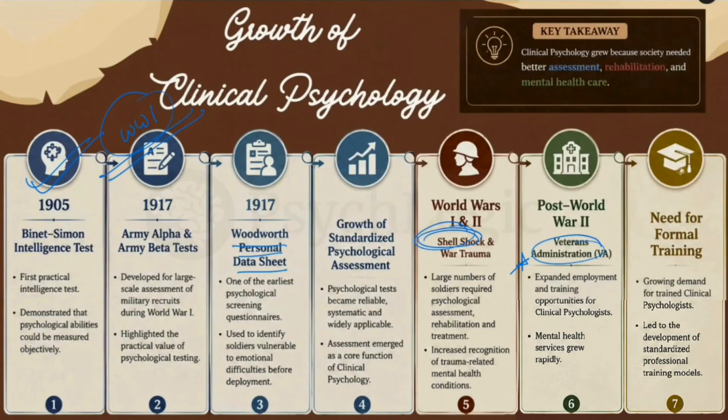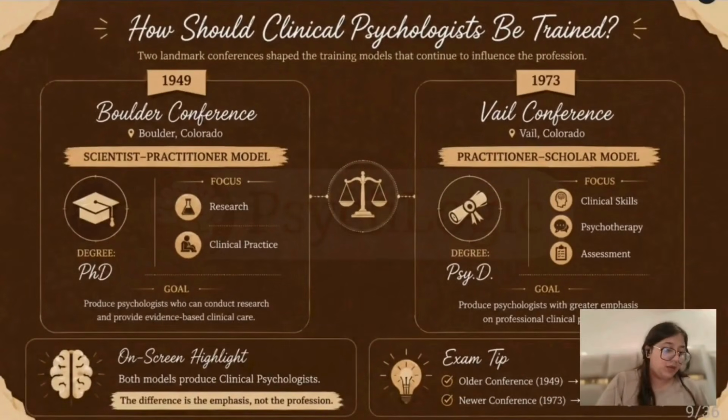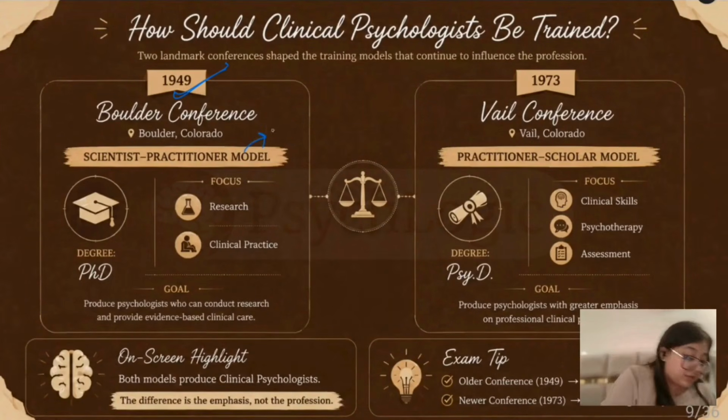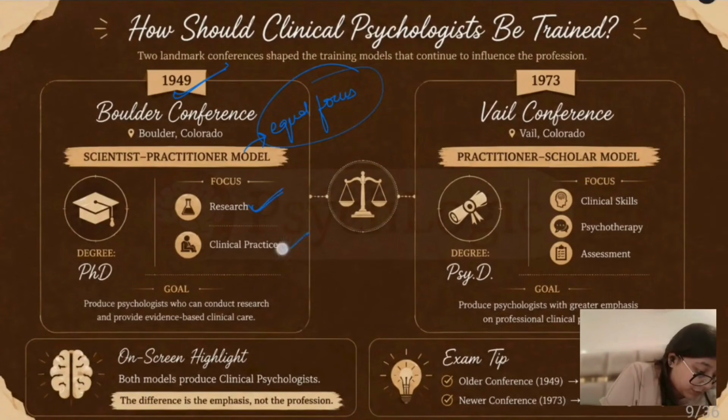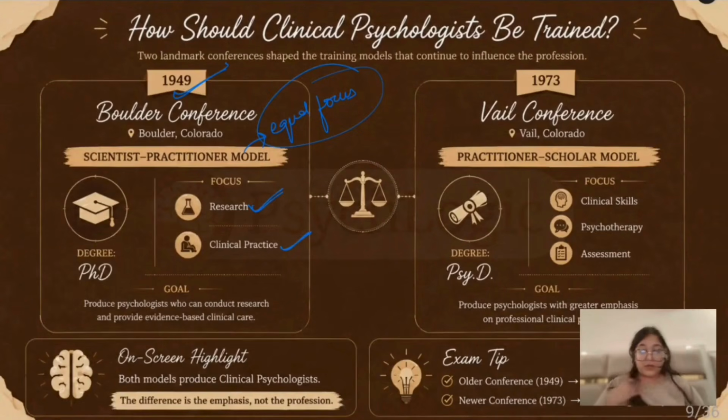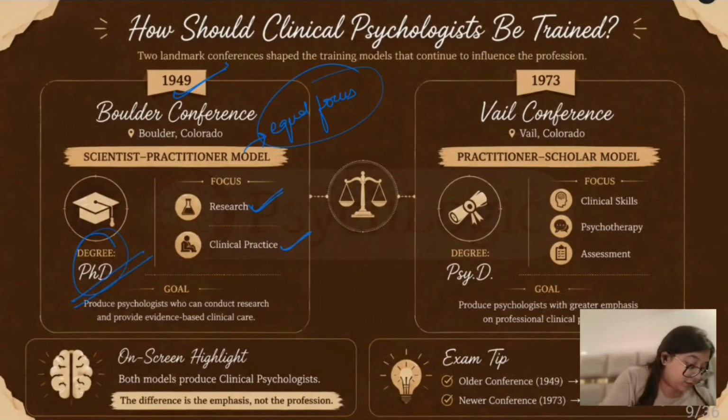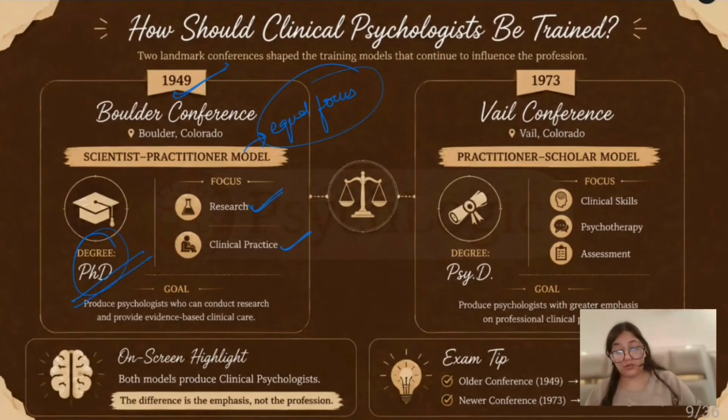So came two models, the Boulder model and the Vail model. First, let's discuss the Boulder model. The Boulder conference happened in 1949. This said that a clinical psychologist should be both a scientist as well as a practitioner. An important part to remember is equal focus on research and clinical practice. And the degree needed for that was a PhD, doctorate of philosophy in psychology.